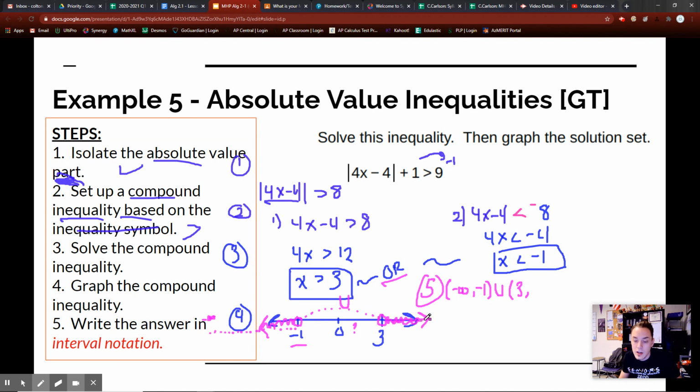And where does this go? Well, it goes all the way to positive infinity, of course. And I can never, ever have brackets on infinity. Why is that, Mr. Carlson? Can you count to infinity? Oh, shoot, I can't, Mr. Carlson. That's why. So you can only have parentheses on the infinities. And that is my answer for my domain interval notation.